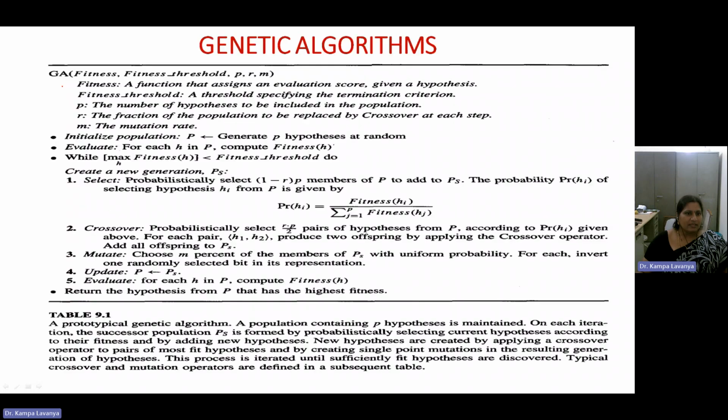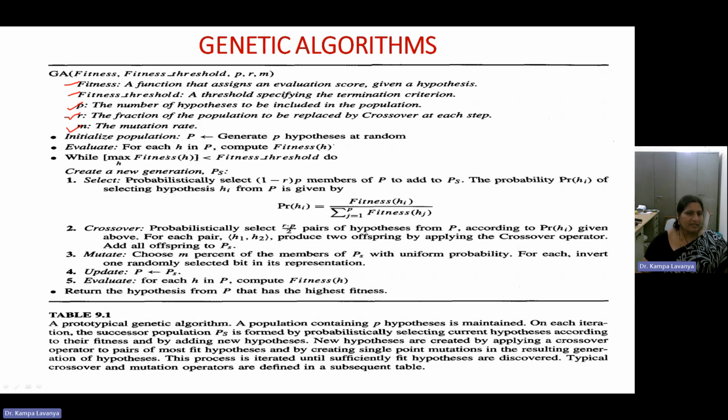The inputs will be the fitness function, the fitness threshold, the number of hypotheses in the population, and the fraction of the population to be replaced by crossover at every step, and m will be the mutation rate. So these are the total 5 input parameters taken by the genetic algorithm. First we need to initialize the population, and the population initialization is generally done in a random way.